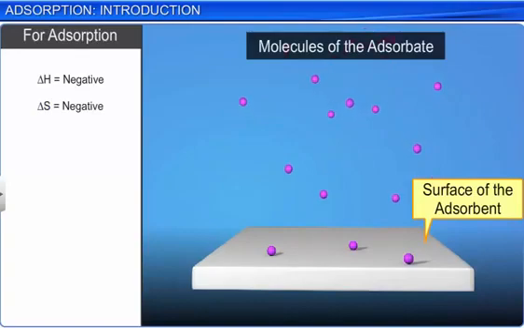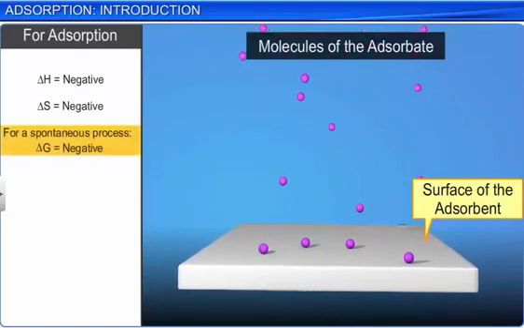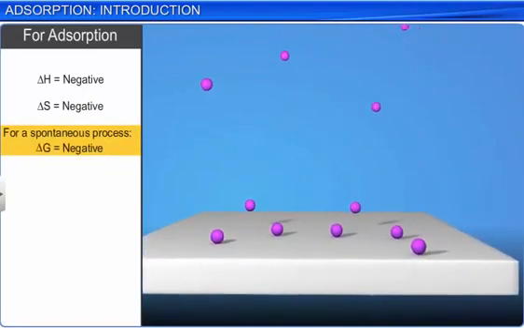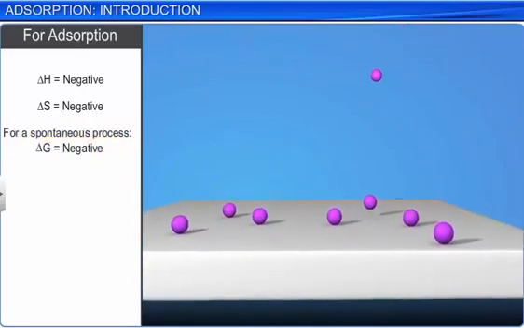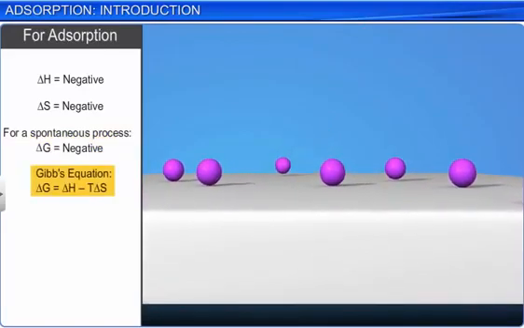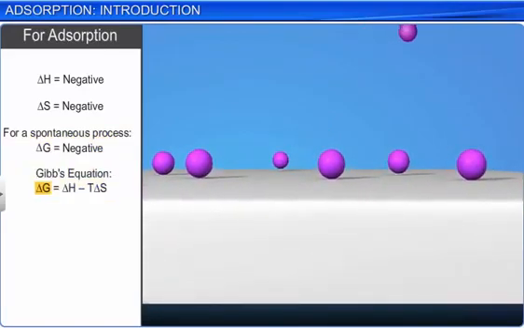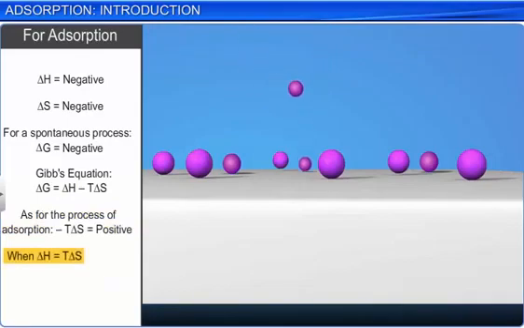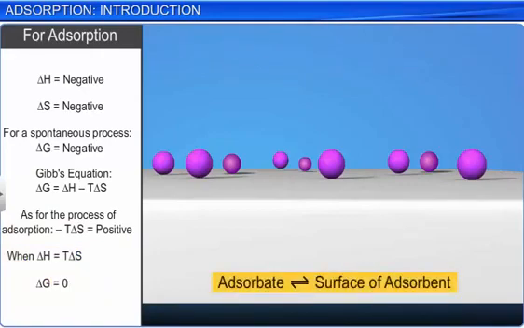We know that for any thermodynamic process to be spontaneous, the Gibbs free energy change, delta G, must be negative. The Gibbs equation is delta G is equal to delta H minus T delta S. So, delta G can be negative if delta H is sufficiently negative, since minus T delta S is positive for the process of adsorption. Adsorption continues until delta H becomes equal to T delta S, or when delta G becomes 0. The adsorbate and the surface then reach a state of dynamic equilibrium.